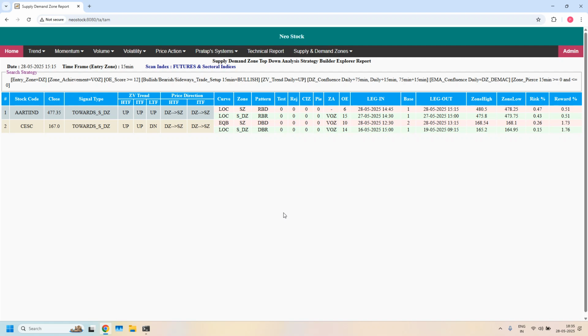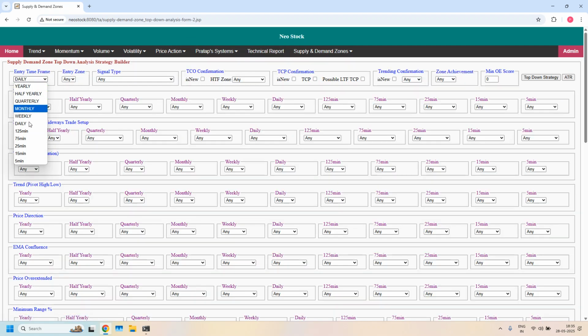So this is about a bullish trade setup for daily income trade. Next, bearish trade setup for daily income trade. Entry time frame 15 minutes. Entry zone, supply zone. Bullish bearish trade setup at 15 minutes. I'm selecting bearish. Zone achievement violated opposing zone.